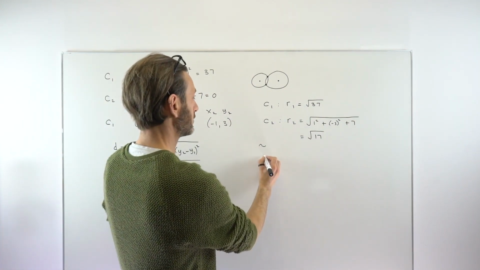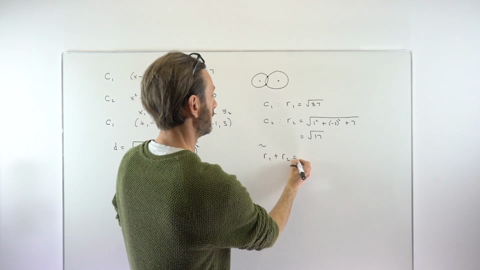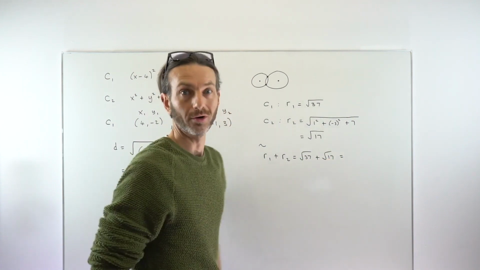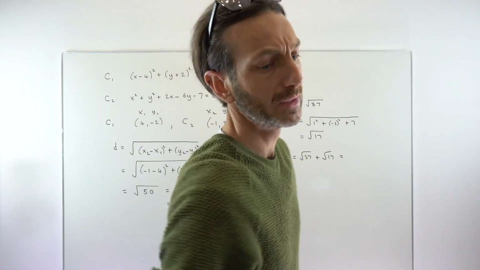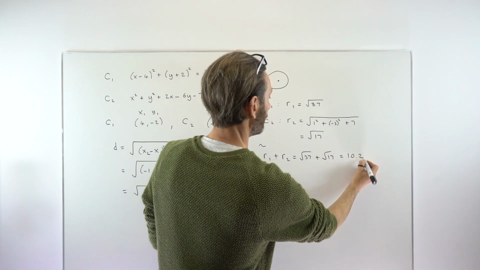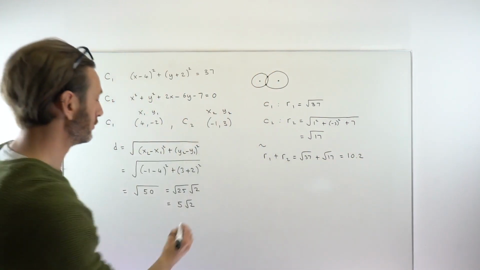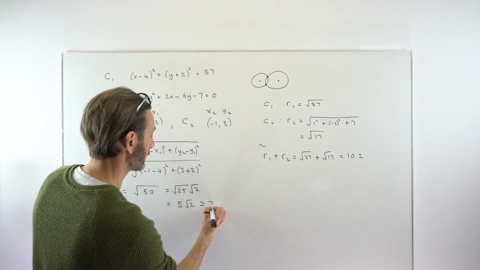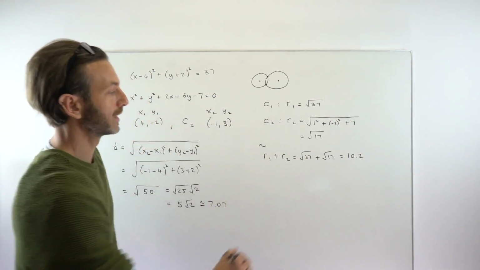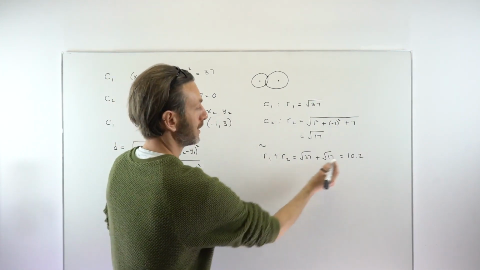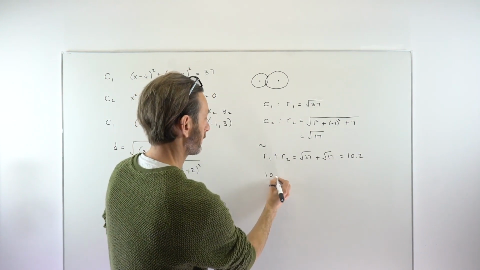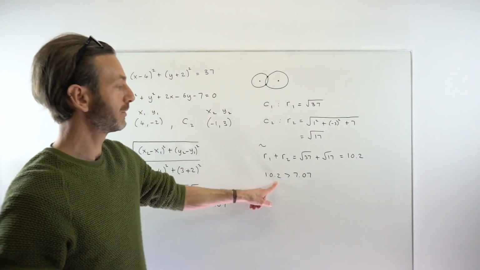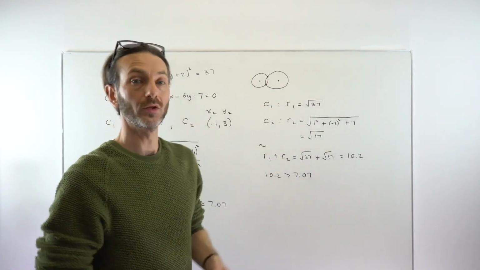We want to add those together, so radius 1 plus radius 2, so that's root 37 plus root 17. I checked this earlier on the calculator and it came out to be 10.2 approximately. This number here, 5 root 2, that number is approximately 7.07. So what we've proven is that the sum of the 2 radii, this here, 10.2, is greater than 7.07. So in other words, the sum of the 2 radii is greater than the distance between the 2 centers.